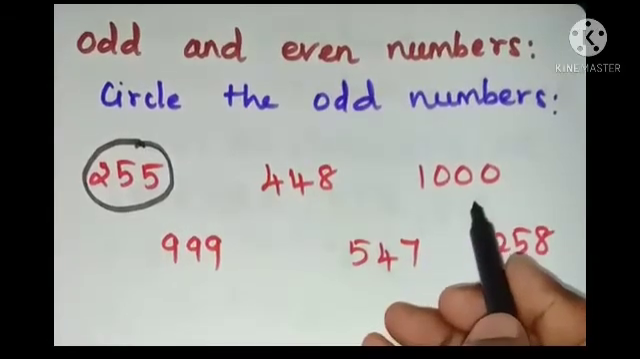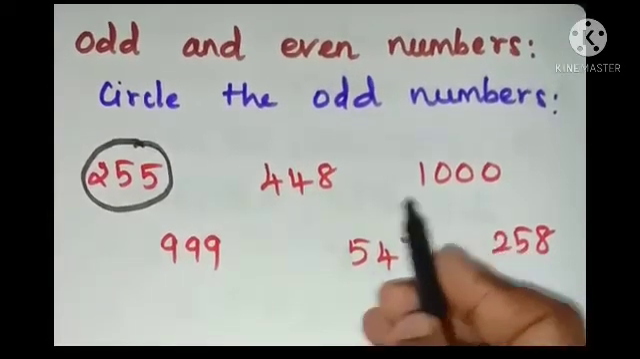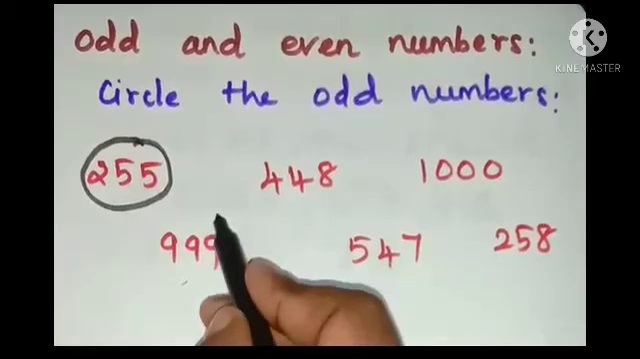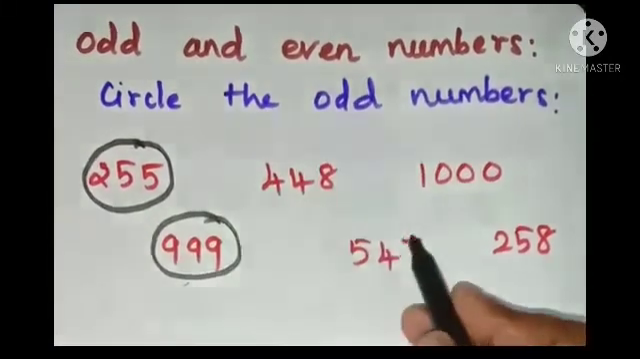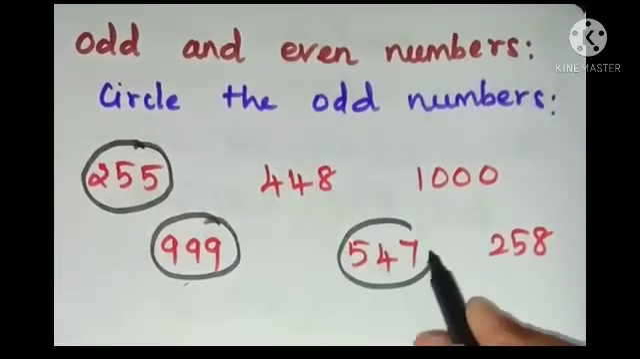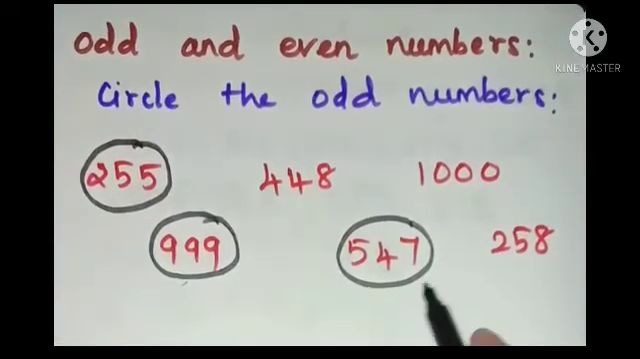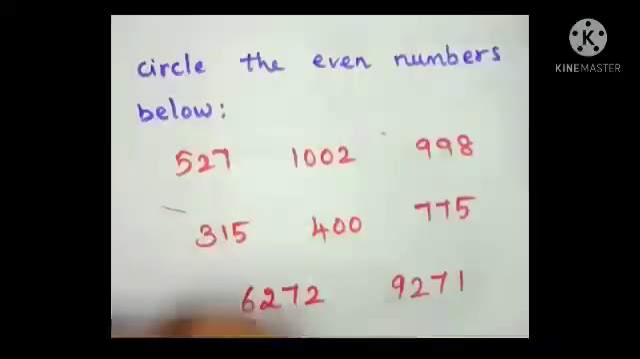And here 1000. It is also an even number. And 999. It is an odd number because it ends with 9. 547, it is also an odd number because it ends with 7.